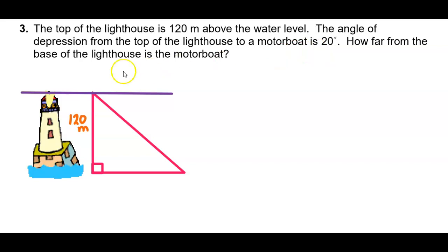So if you imagine you're in the lighthouse and looking straight out, that would be an angle of 0 degrees. And you're going to have to look down a certain angle of 20 degrees to see a motorboat. So I'll just draw on a cute little motorboat here. Obviously my artistic skills are not very good.